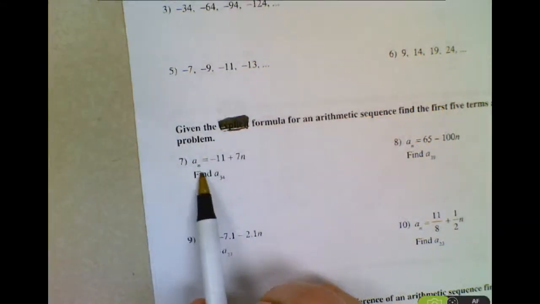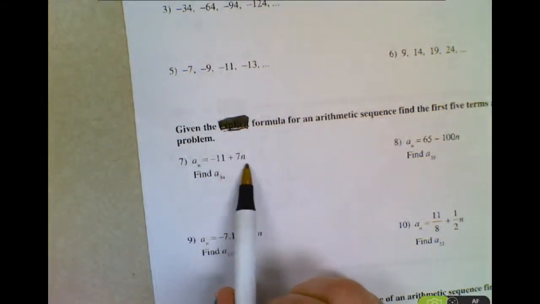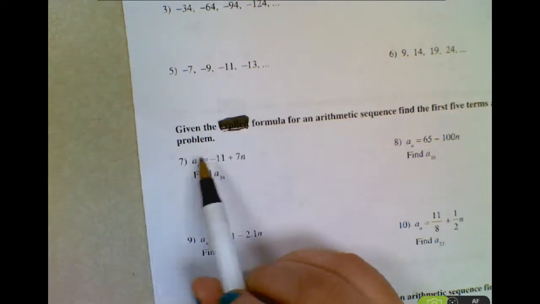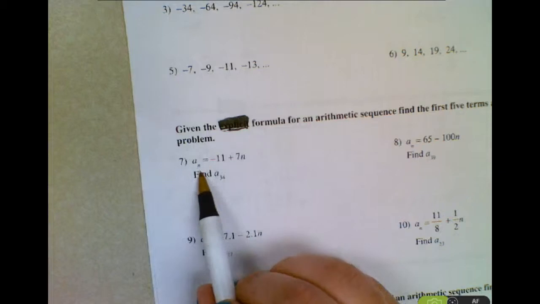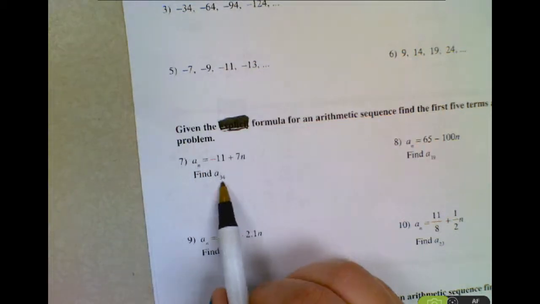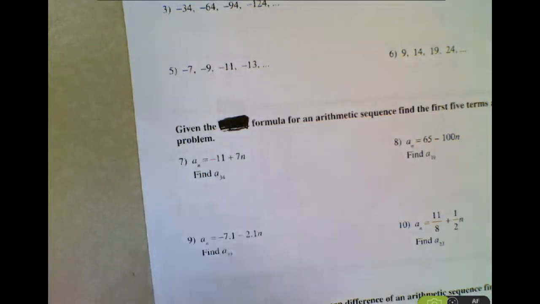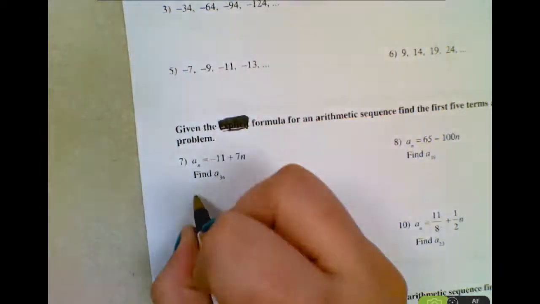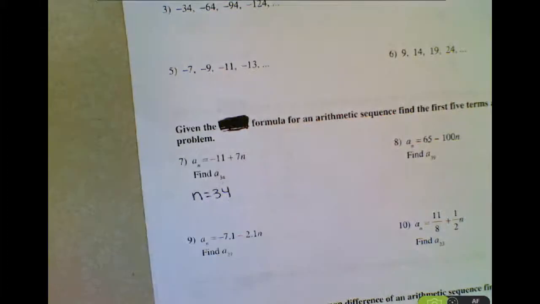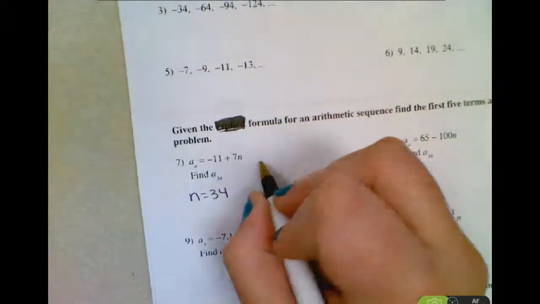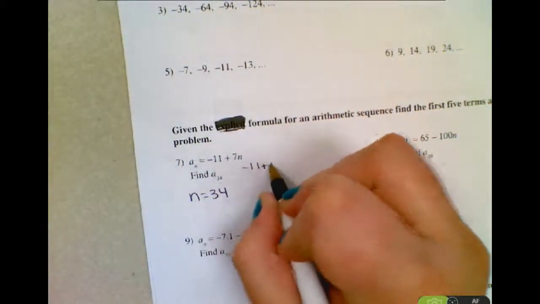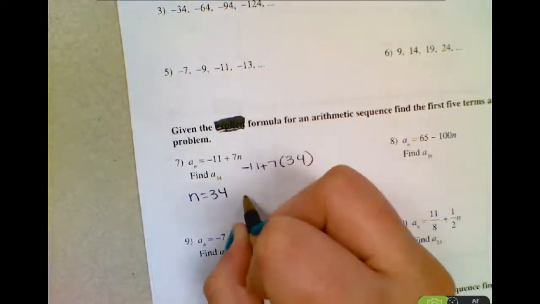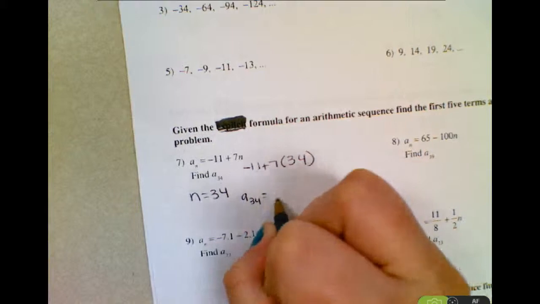This tells us a sub n equals negative 11 plus 7n. Find a sub 34. Although this may look a little scary, notice here the little baby letter right here is n, and here the little baby number is 34. All this is telling you is, here's your equation. Let's find when n is 34. So n equals 34. We can plug that into this equation. So we get negative 11 plus 7 times 34. And then you solve for it. And then you get a sub 34 equals some number.